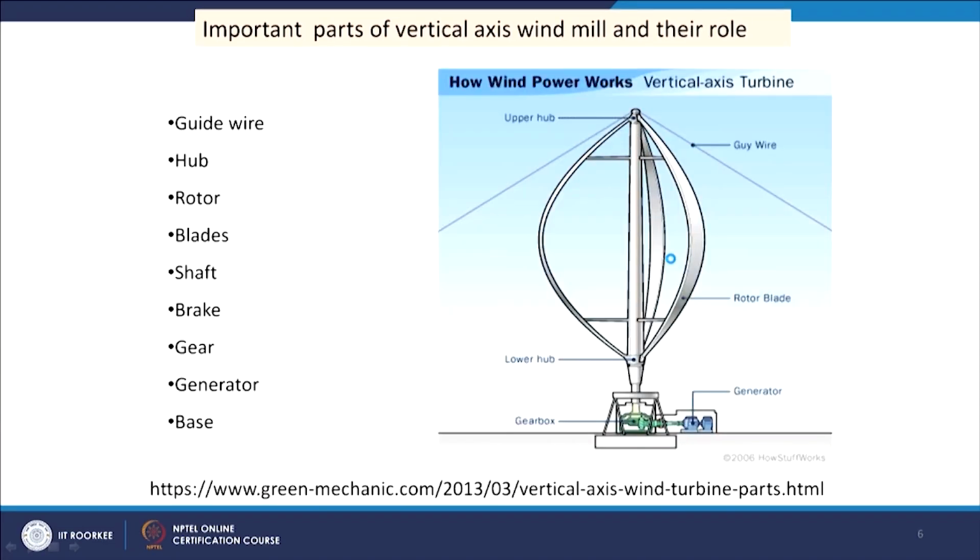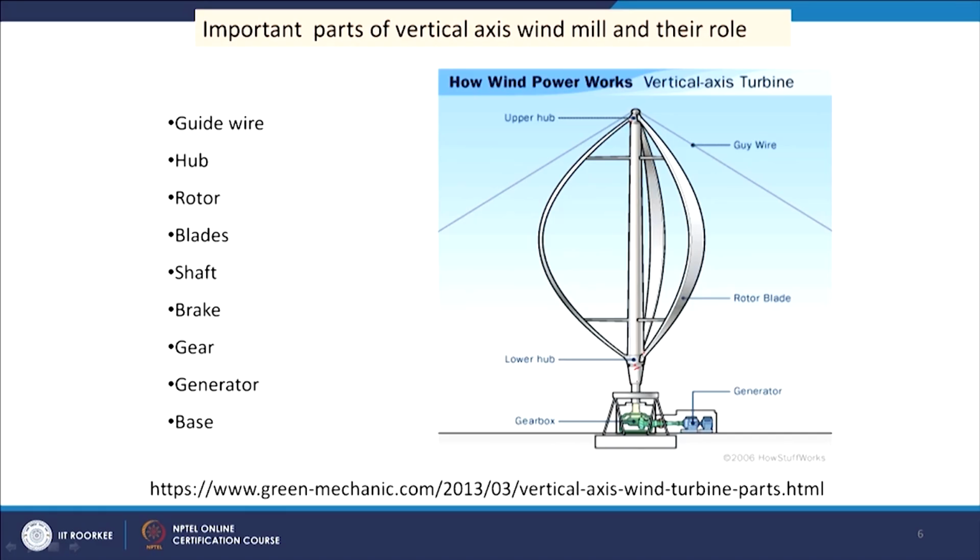Now, we will see important parts of vertical axis windmill and their role. So, this figure shows a vertical axis windmill. Here we have one shaft, and then here we have two hubs, lower hub and upper hub. In these hubs the shaft is attached and the blades are also attached. So, on both sides we have hubs to attach the blades, unlike in the horizontal axis one, where we had a hub on one side.